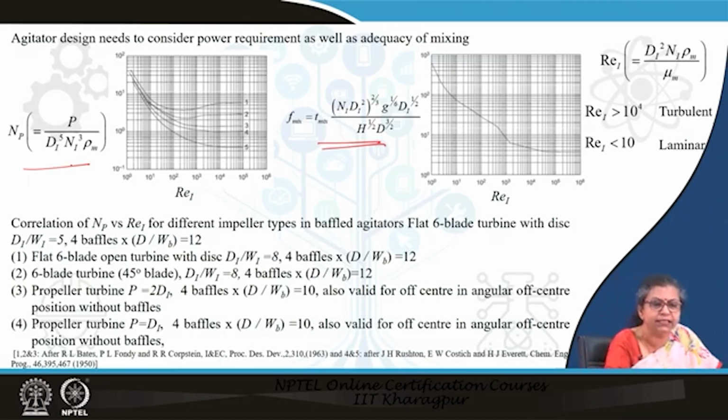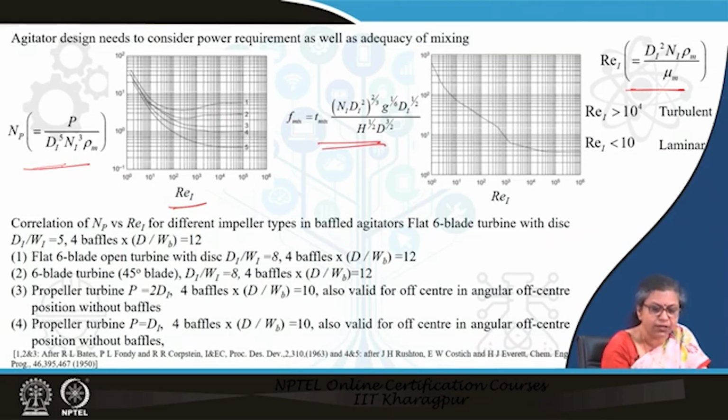So the power requirement and the adequacy of mixing are obtained from some empirical relationships which are based on certain dimensionless numbers. For example, the power requirement is obtained from a power number, and the adequacy of mixing is obtained from a dimensionless mixing number, and both of these are plotted as a function of the impeller Reynolds number, which is given as a function of the rotational speed, the impeller diameter, and the mixture properties of the liquid inside. Here in the power number versus REI plot, you will find a number of graphs.